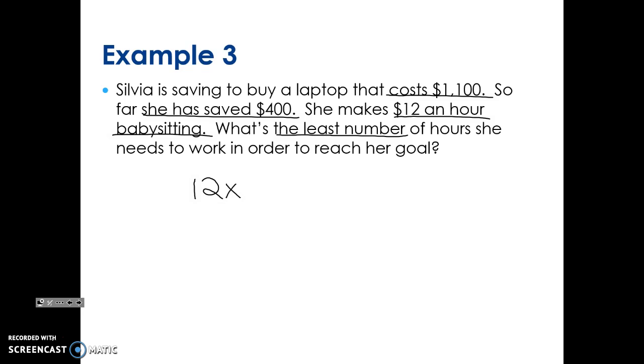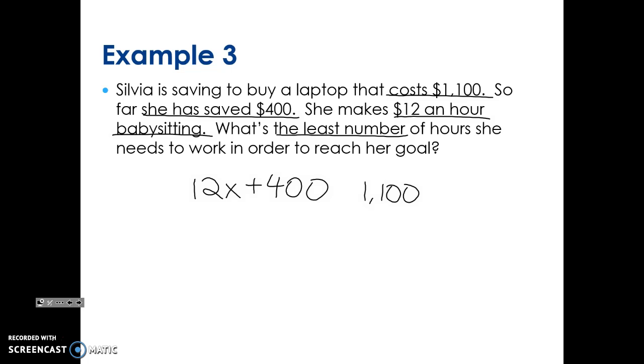Now, do we know how many hours she babysits? No. So since we don't know how many she babysits yet, we leave that as x. And then it says she has saved $400. So she's got $12 per hour plus the $400 that she already saved. And then we also know that the cost of the laptop, or how much she's trying to save, is $1,100.